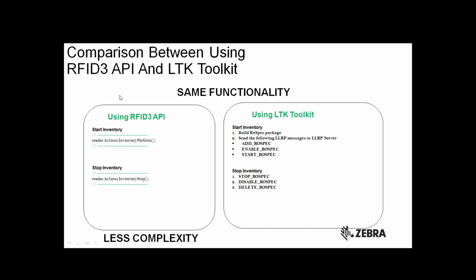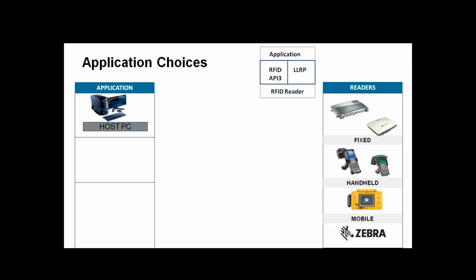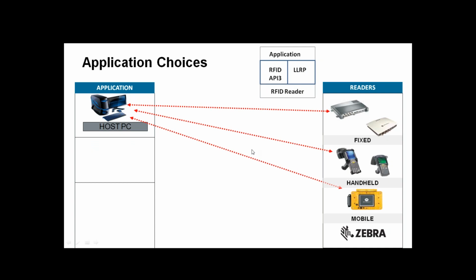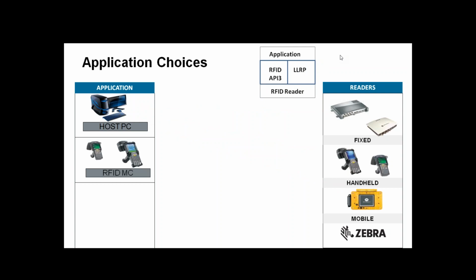Now, I talked about the application. Let me give another example of what kind of application choices you can make. So let's say you're writing a host application. In that example, as we said, that host application can talk to the fixed readers. It can talk to the handheld. It can talk to any of the mobile readers. And in this example, again, you have the choice of RFID API 3 or the LLRP.